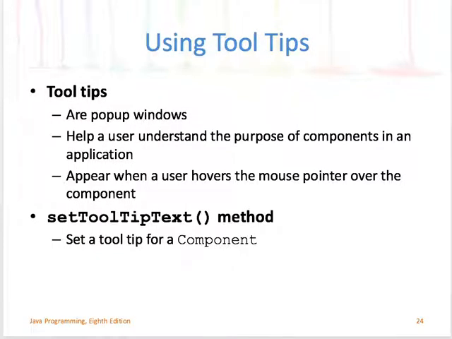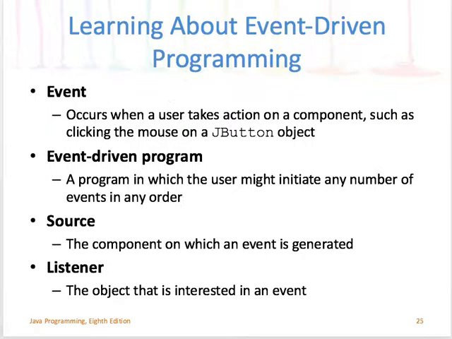Tooltips, we just talked about what they look like, how you can set them, and we'll go over those examples in a demo in our lab work. An event. An event is whatever you think it is. It occurs when a user takes an action on a component, such as clicking a mouse on a JButton object.